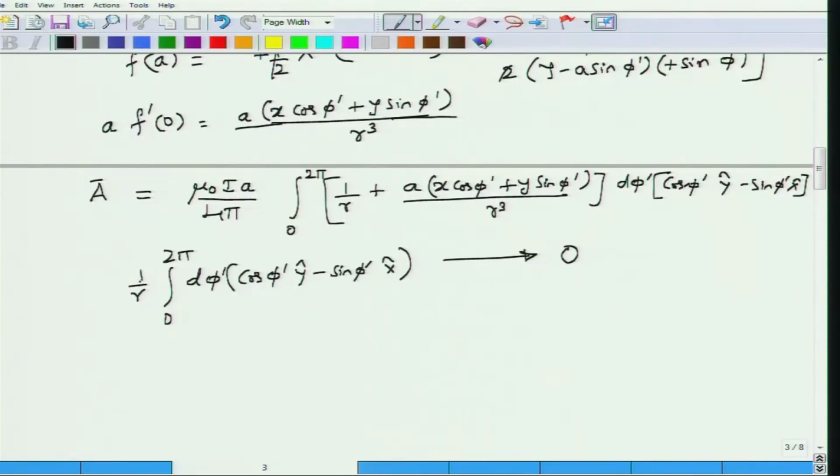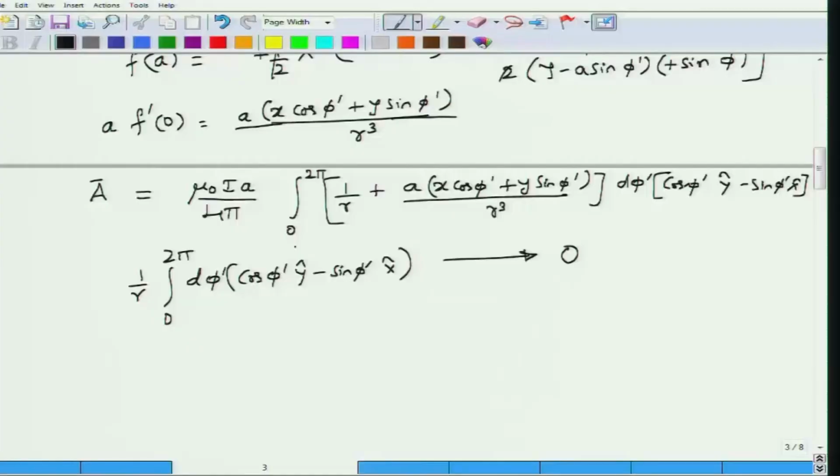So the term involving 1 by r, if we had kept only that term, it would have told us that the field at the point we were considering was actually 0. Okay. So this is something that we would not expect, and therefore this is the reason why we took the next order term. That next order term would give you the correct fields to the first order. So this integral 1 by r has gone out.